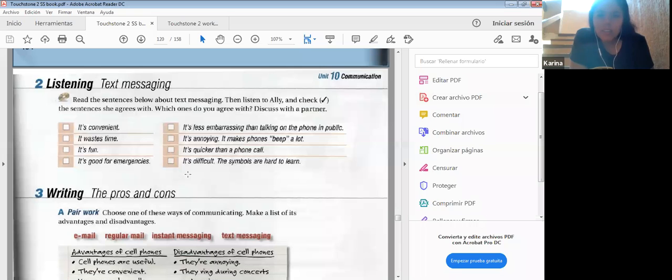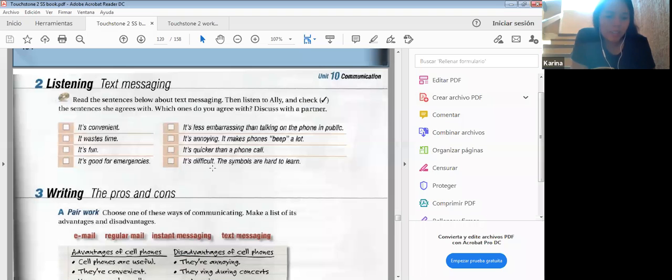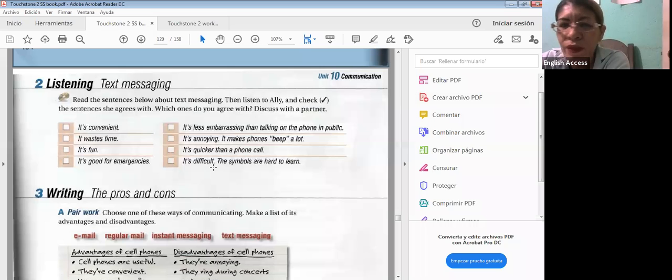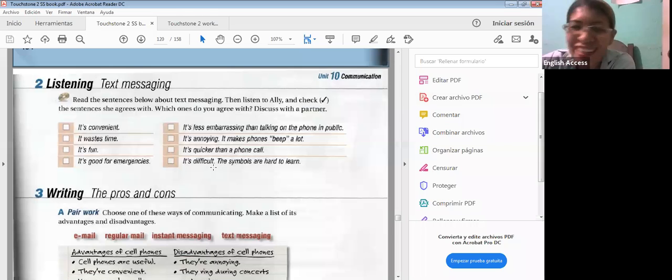Okay, so number one, Karina, can you read the sentences, please? It's convenient. It wastes time. It's fun. It's good for emergencies. It's less embarrassing than talking on the phone in public. It's annoying. It makes phones beep a lot. It's quicker than a phone call. It's difficult. The symbols are hard to learn.